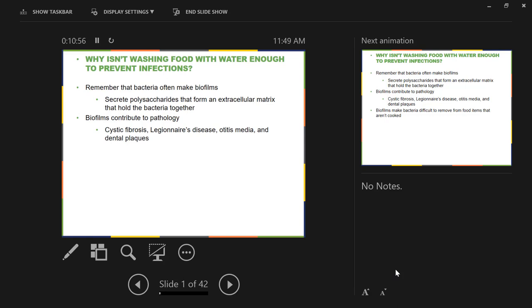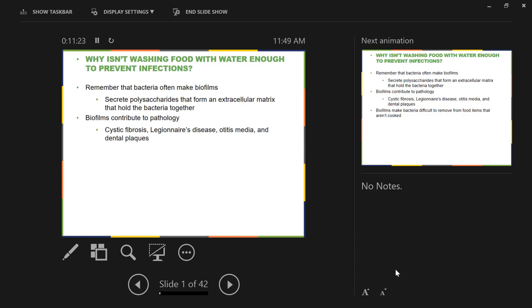And here, when we talk about biofilms, there are two real issues that you have to be mindful of with regards to biofilm. One is it makes it extremely difficult to wash bacteria off of food. Okay, so that's one issue. And then another issue you have to be aware of is that there are some diseases where most of the pathology is associated with the biofilm itself.